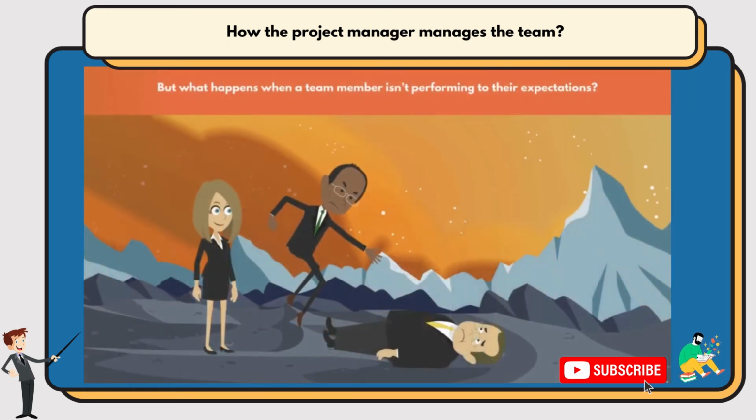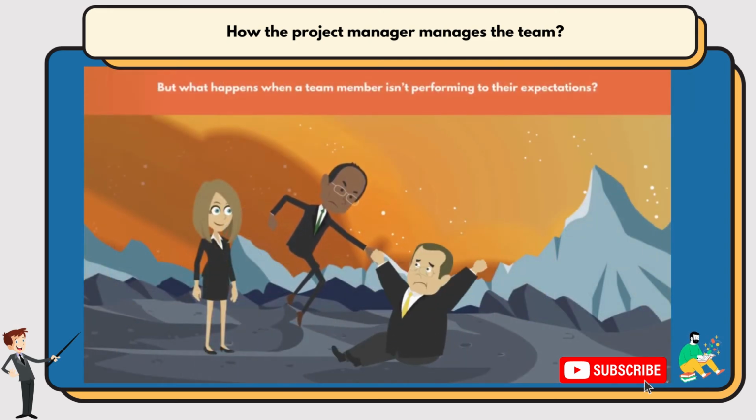But what happens when a team member isn't performing to their expectations? Well, the project manager must discuss with the team member why they're underperforming. Together, they must reach a solution on how to improve their work. Following that, they must record the agreed upon solution and what is expected. From that point, the project manager's job is to monitor the team member.